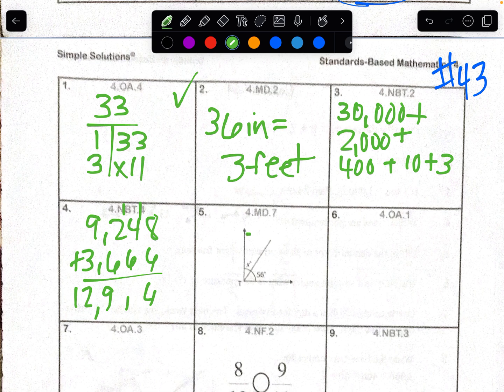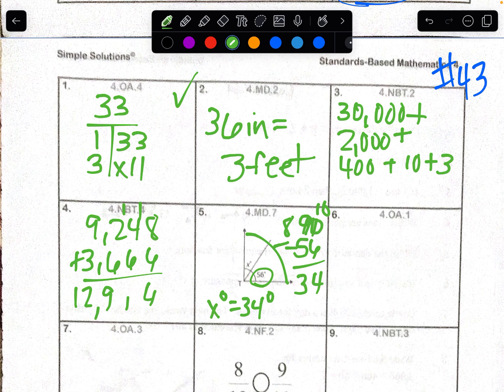Number 5, they're telling you this is a right angle. You should know that a right angle measures 90 degrees. If you know one piece of it, subtract to find the other. So x is 34 degrees.